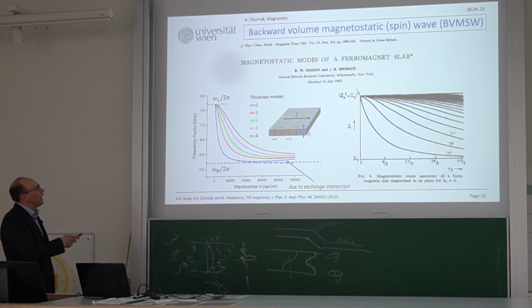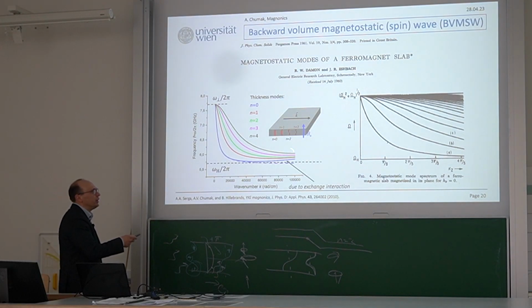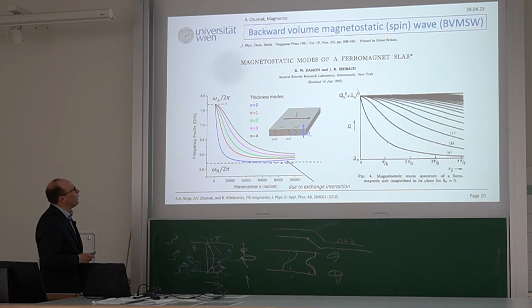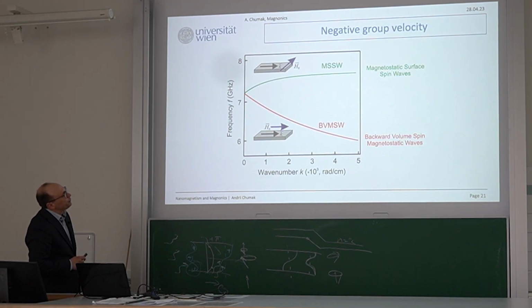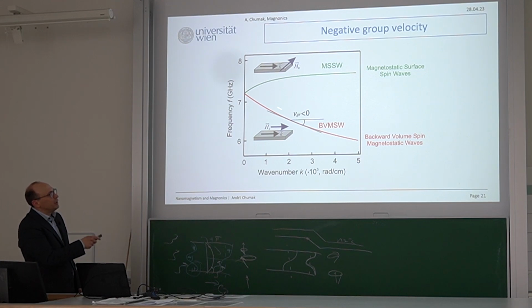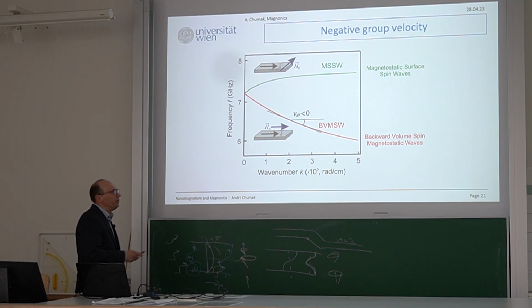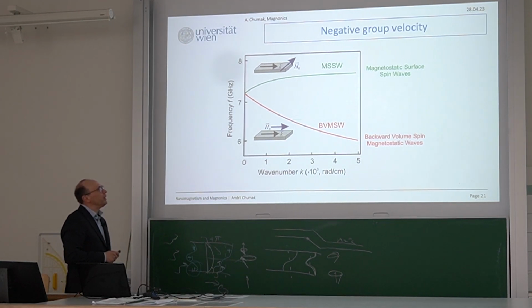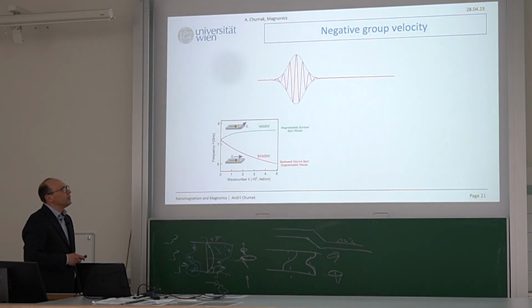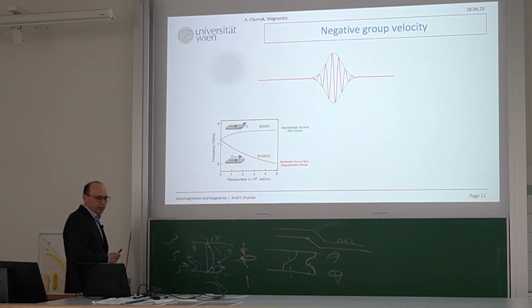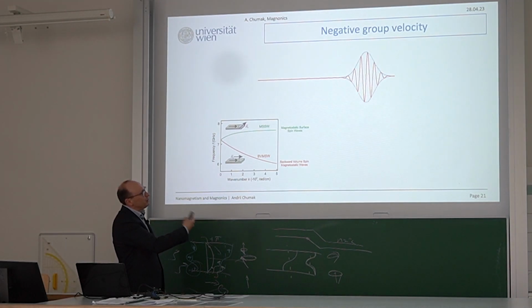Keep that in mind. And again, I use software which uses Kalinikos-Slavin, where you see this starts to shift up because of exchange interaction. It's taken into account here. So this paper also would be nice. If you want to work with this, just read that. And as we discussed, one of the interesting features about the backward volume wave is negative group velocity. So the slope is negative. And as we discussed already, it means that the wave propagates in one direction and runs in the opposite direction. So the wave runs to the left but carries energy to the right.